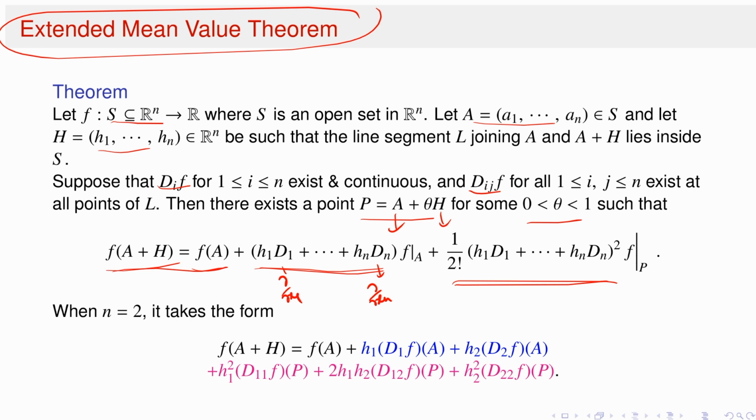And when I talk about Taylor's theorem of order n, then there will be a remainder term consisting of n plus 1 mixed derivatives of f. So, that is why this is sometimes called extended mean value theorem, or Taylor's theorem of order 1, I should say. Okay.